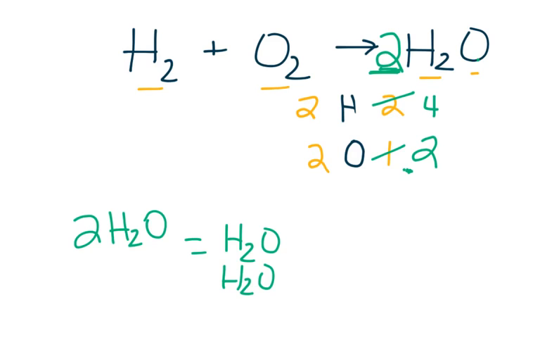So now I have to decide, what do I have to do? Well, I need more hydrogens on this side. So looking at my equation, I have to add a coefficient there. What coefficient can I add to make these equal? You probably already said it. I can add a 2. Okay, that gives me 4 and 4, 2 and 2.